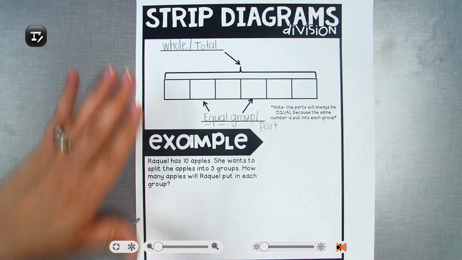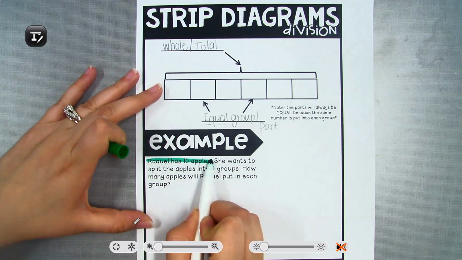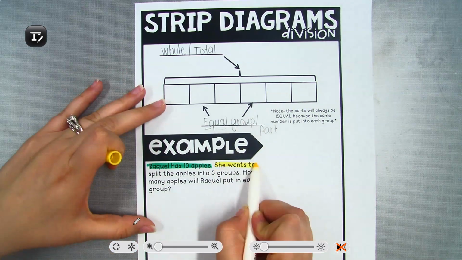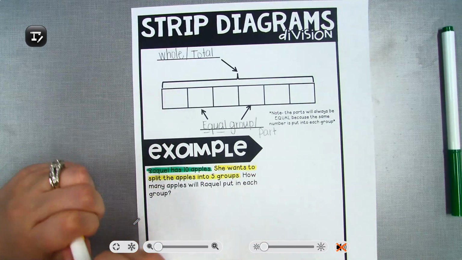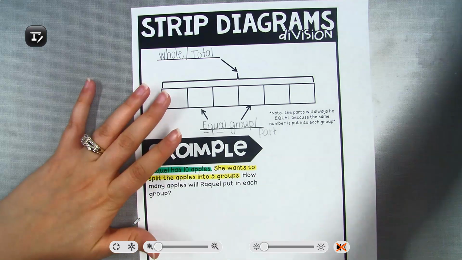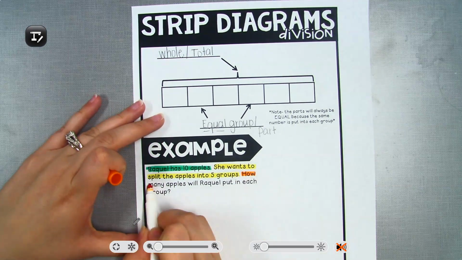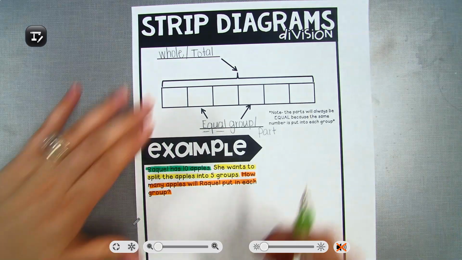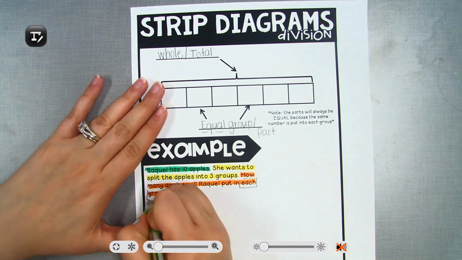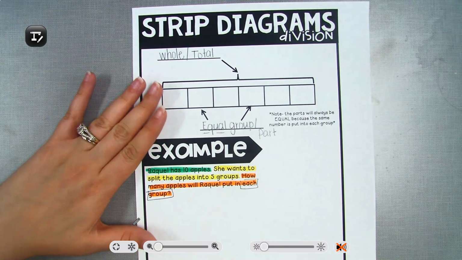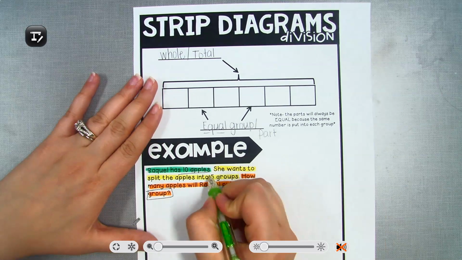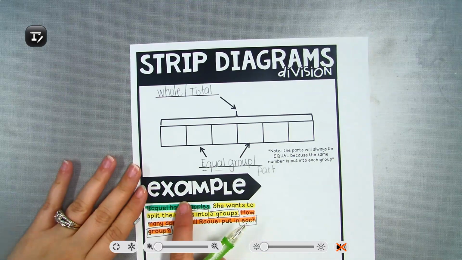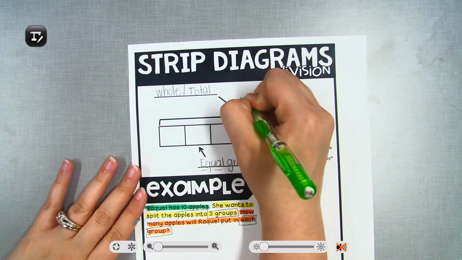Okay, so let's kind of break this down. It says she has 10 apples. Okay, she doesn't have any more than that. She wants to split the apples into 5 groups. So I know how many groups I have. How many apples will she put in each group? So I'm looking for each group. I'm looking for what's going to go in each group. I know how many I have. I know how many groups I need. So 10 apples, guys, is going to be my total. So I already know my total.